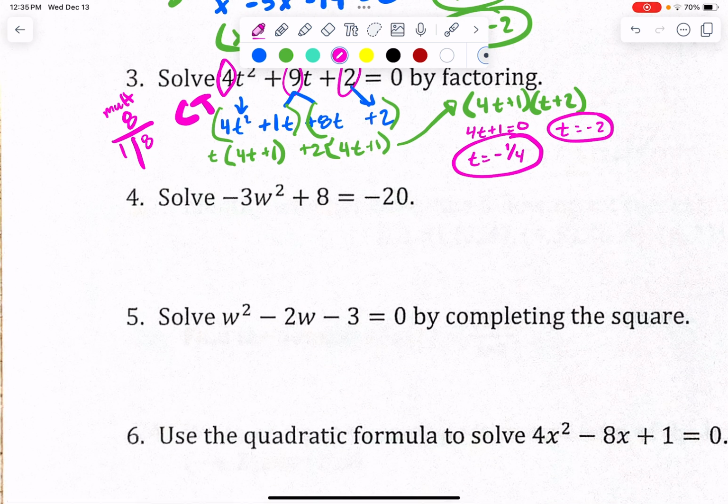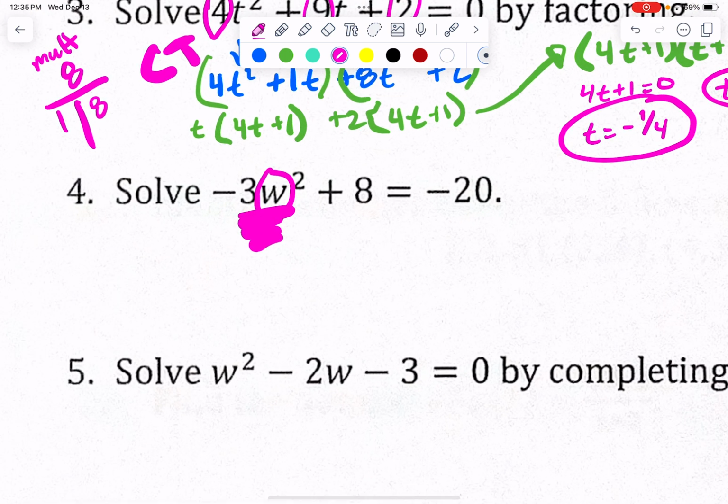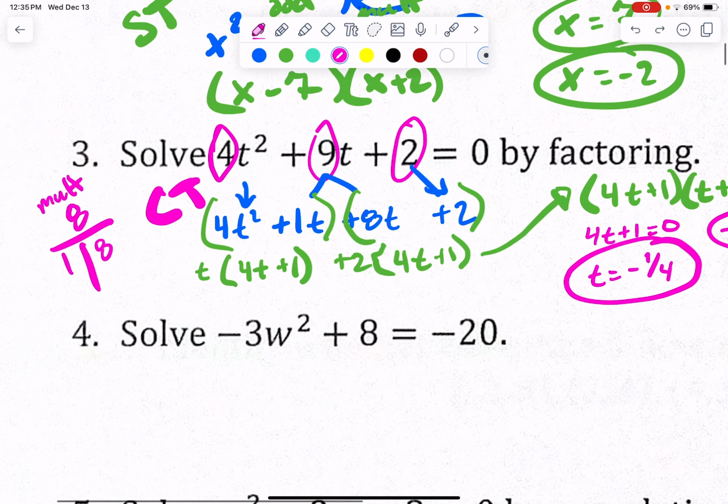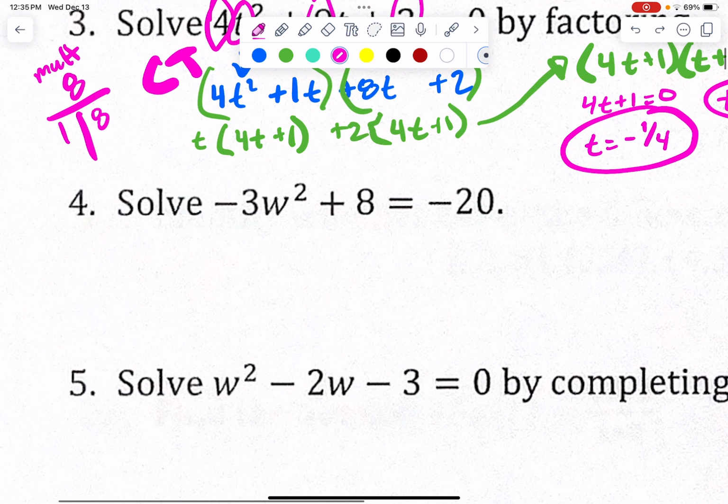We're solving for W. Now, the strategy here is a little bit different because we only have W as a variable, and this is just a number, and that's just a number, right? Like up here, we had a t and then another t, a t squared here and another t here. So that was going to be a trinomial. This one is not.